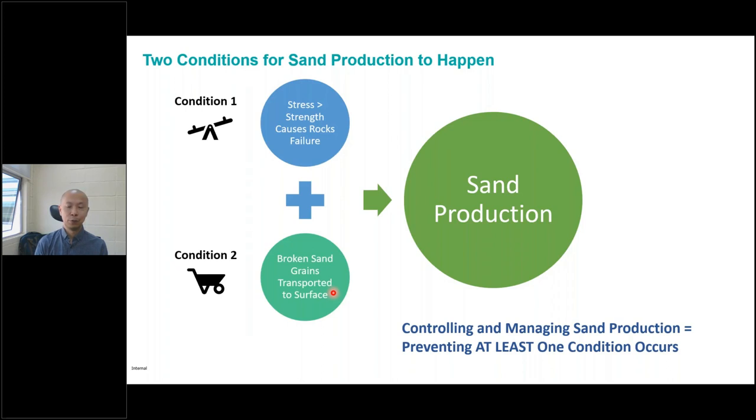So what we can say from here is that in order to prevent or control sand production, we just need to prevent at least one of the conditions from occurring. Either condition one or condition two, as long as we prevent one of them from happening, we can prevent sand production.